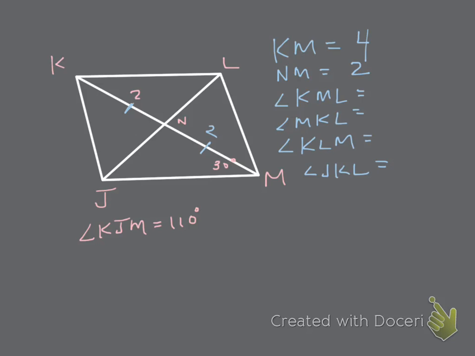Now we need to look at angle KML. First of all, let's look down here on our given. KJM, which is this angle here, we know is 110 degrees. So that goes right there. If that's 110 degrees, that means this angle right here has to be 70 degrees because they are supplementary. They're consecutive interior angles, and since they are consecutive interior angles, they are supplementary, meaning they equal 180. So if angle JML is equal to 70 degrees and I have KMJ equaling 30 degrees, that means this angle right here, which is KML, has to equal 40 degrees.